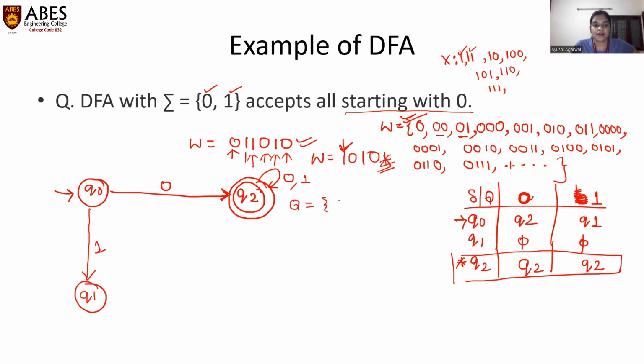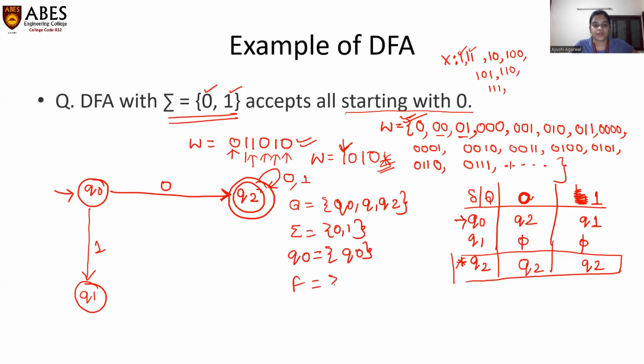For Q, we have Q0, we have Q1 and we have Q2. For sigma, we have 0, 1 as stated over here in that question. For Q0, we have Q0 itself. For F, we have Q2. And now let's write our delta functions.